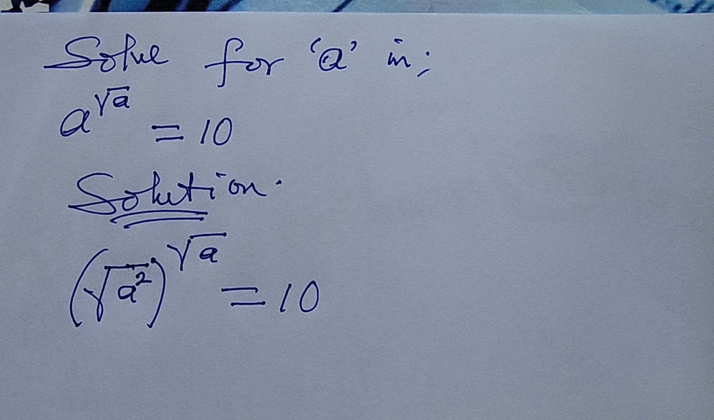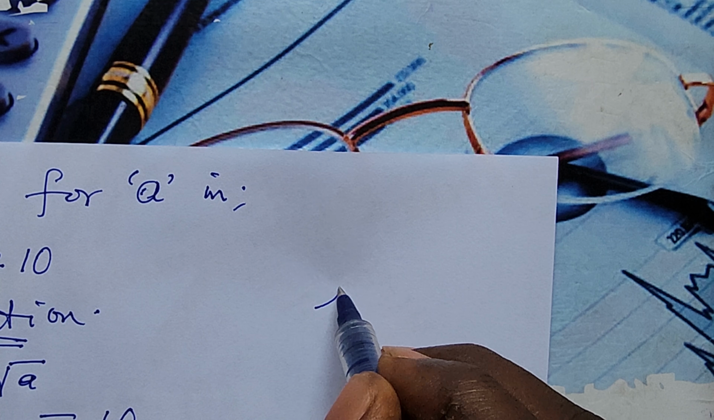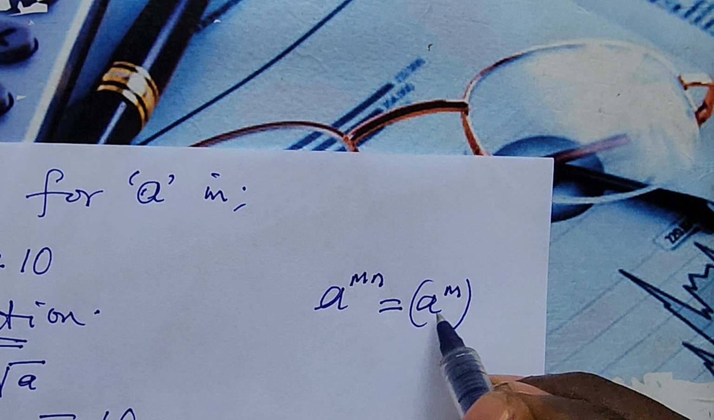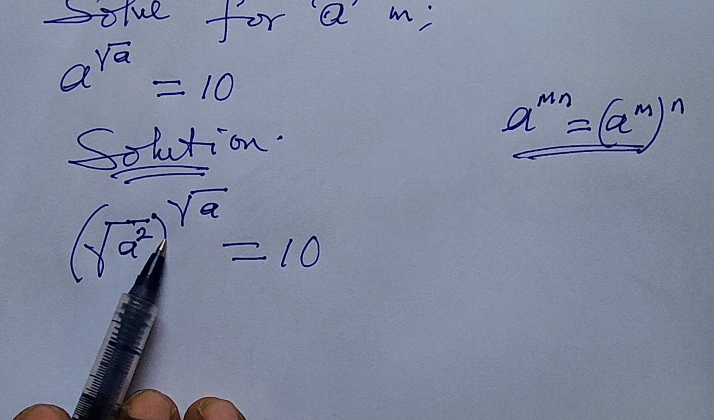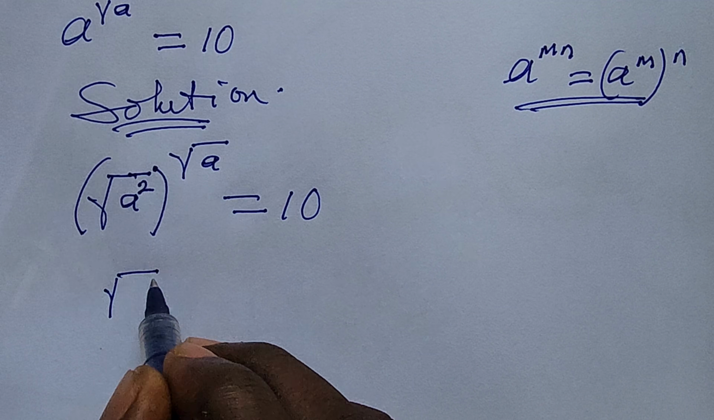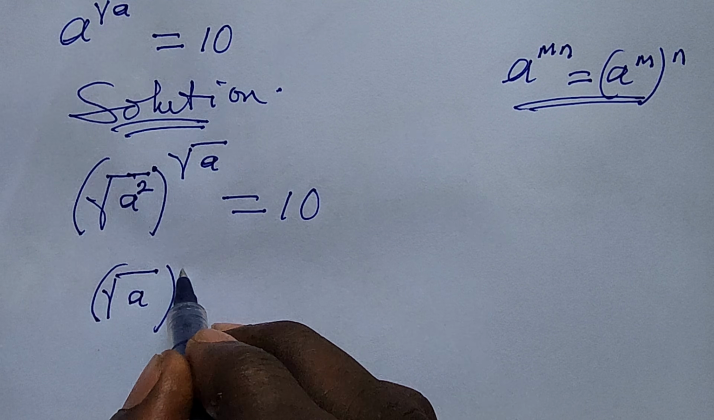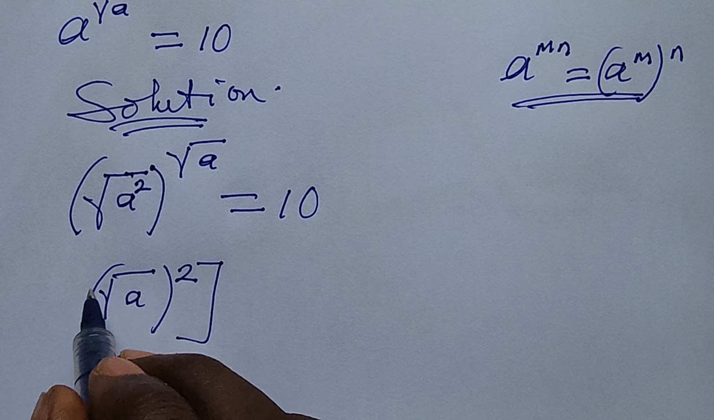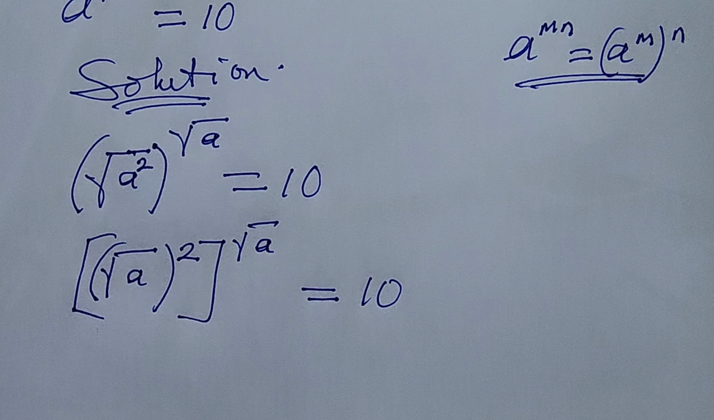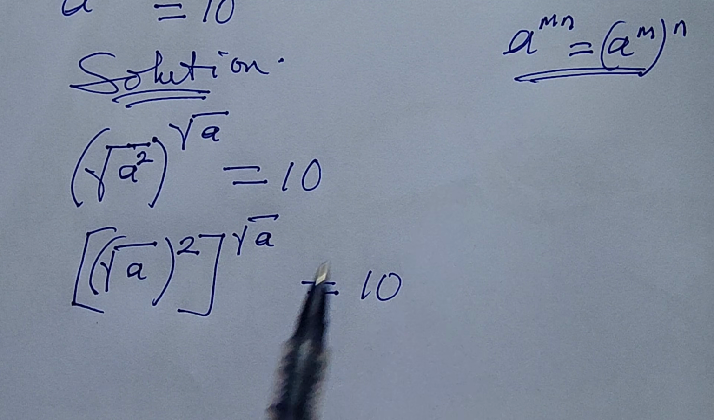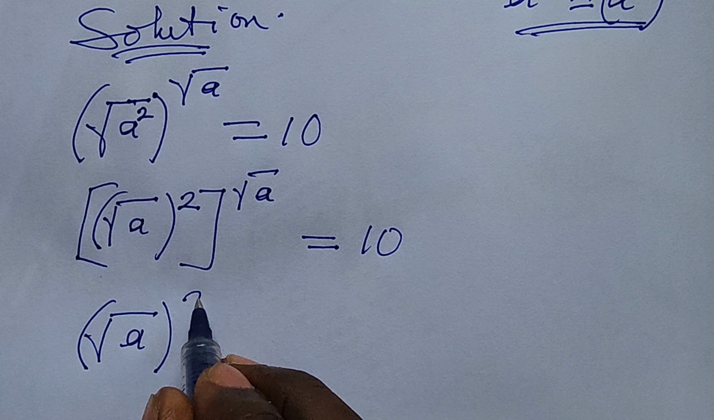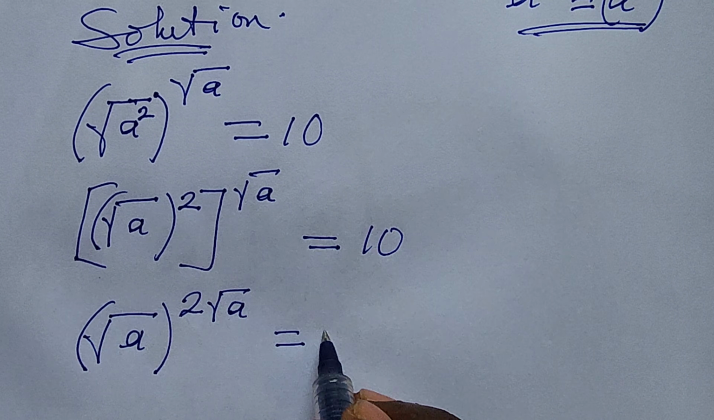Good. So what we do now, according to the law of indices, we say that if you have a to the power of mn, this is equal to a to the power of m, bracket n. We can rewrite this expression because this is power, this is power, so we can separate this out. If we separate this out, it's going to give us the square root of a in brackets, raised to the power of 2 in here, then all further raised to the square root of a here. This is equal to 10. We can multiply the powers according to this law again, and doing that, this will give us the square root of a in brackets, 2 times the square root of a, equal to 10.